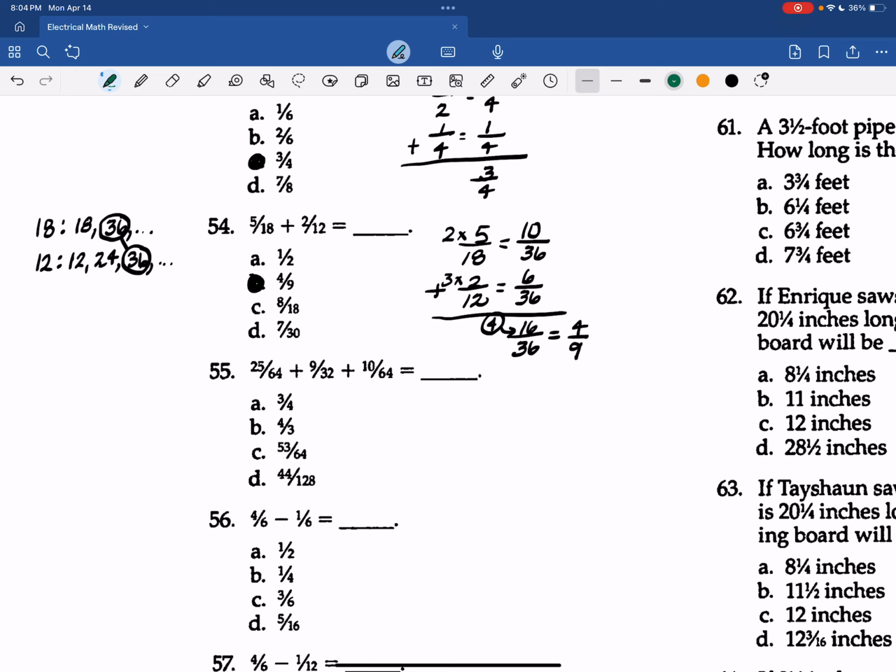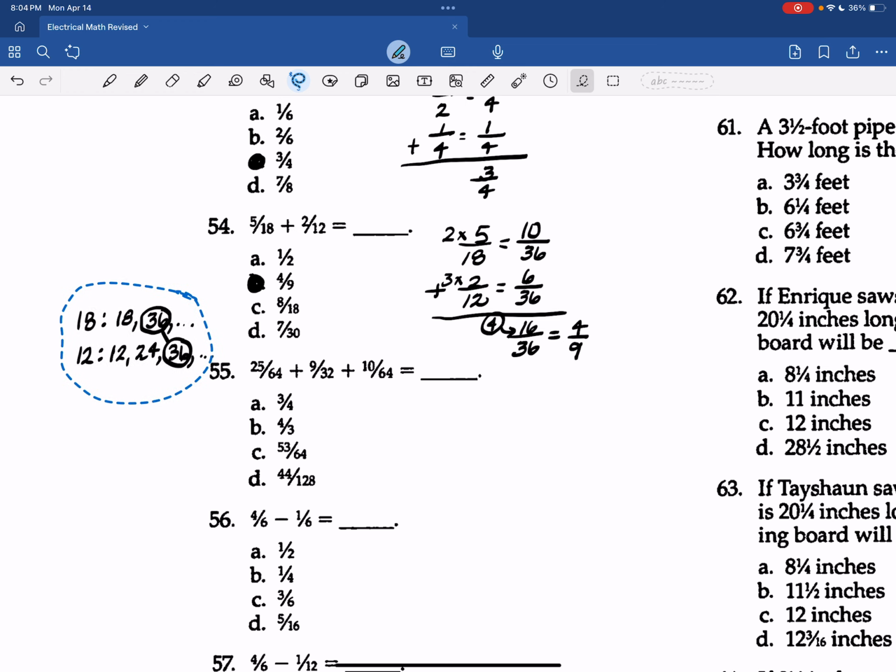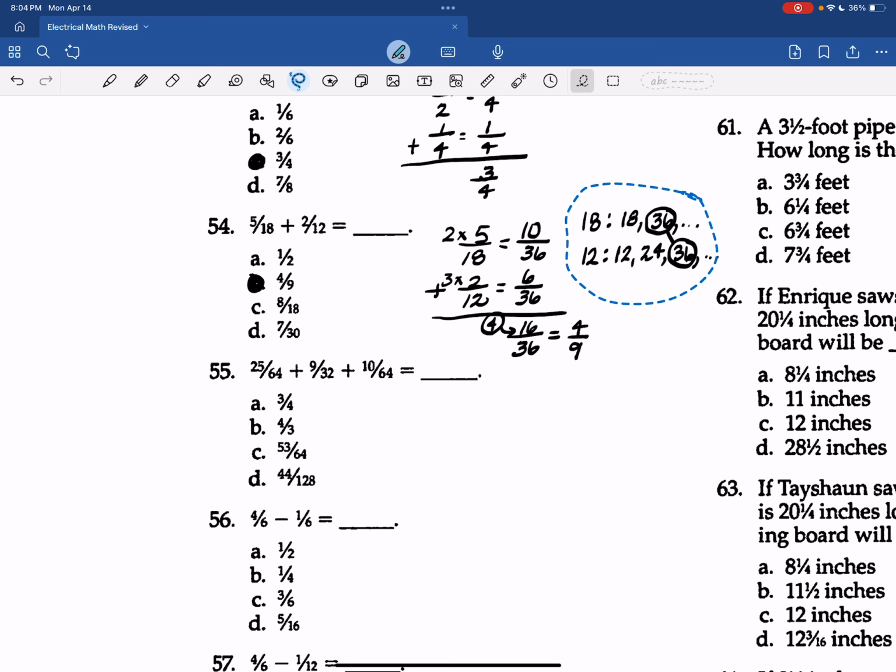I'll tell you what, let me move this over here. And then I'll show you how you could do this as well. Your fractions are 5/18, which will not simplify. 2/12 will simplify by 2 down to 1/6.